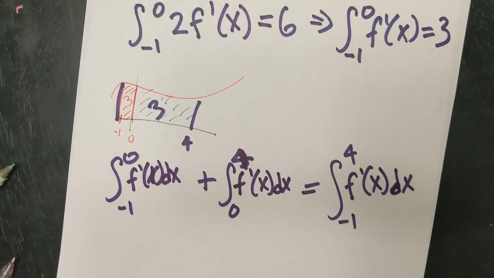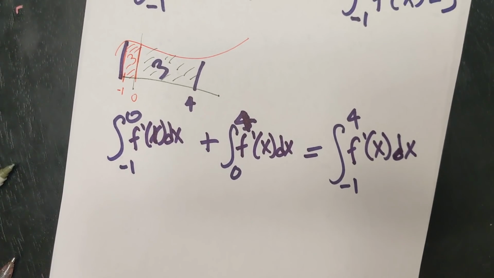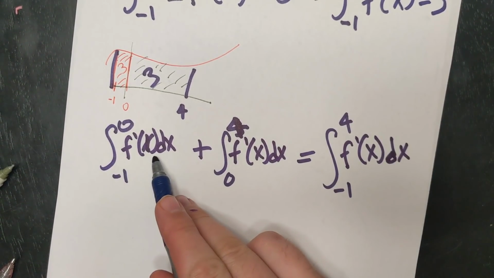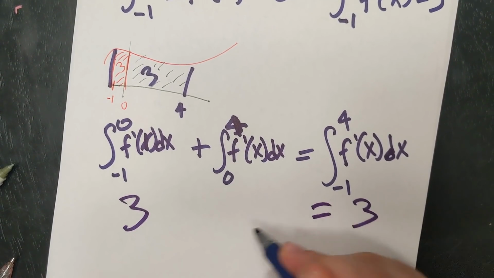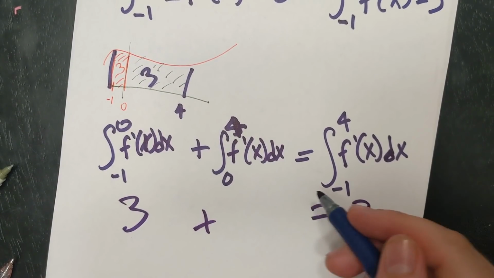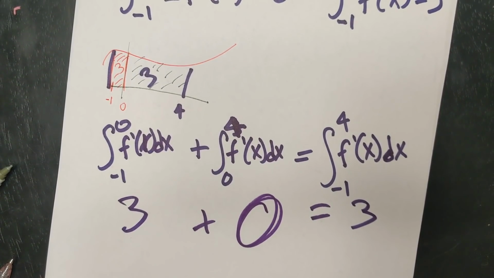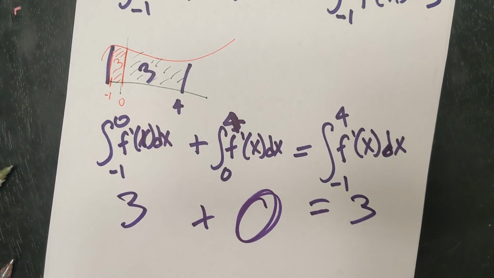Okay, so let's go ahead and see what we can say. Well, we just said that this area from -1 to 0 is 3. We said this area from -1 to 4 is 3. So that means this area must be 0. So that integral is 0.